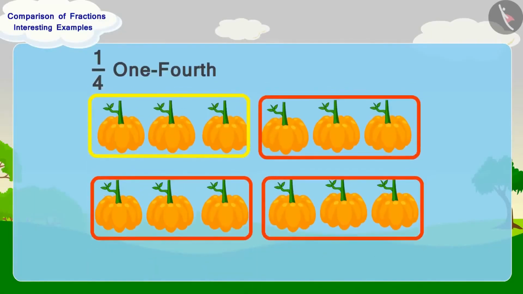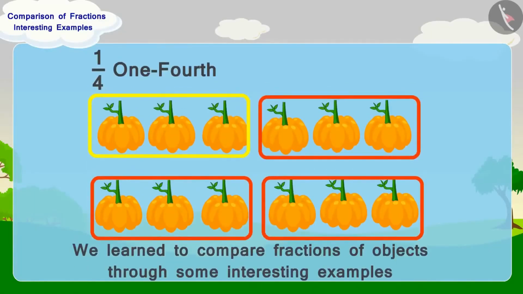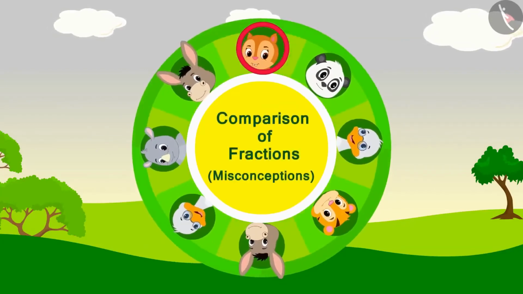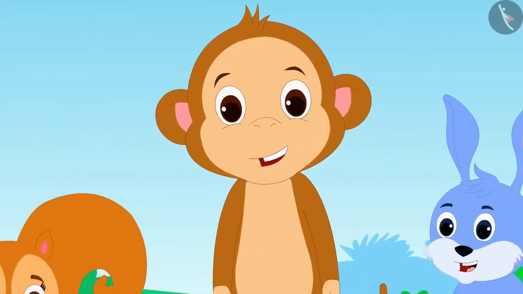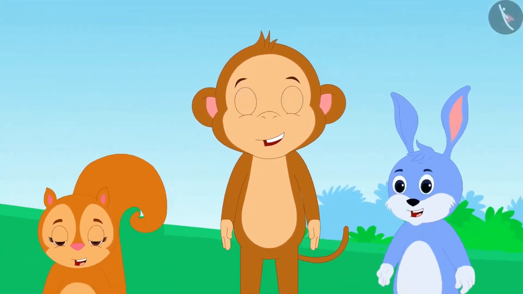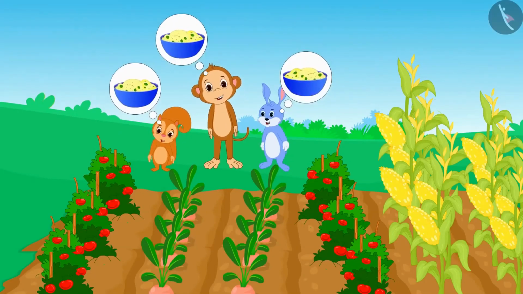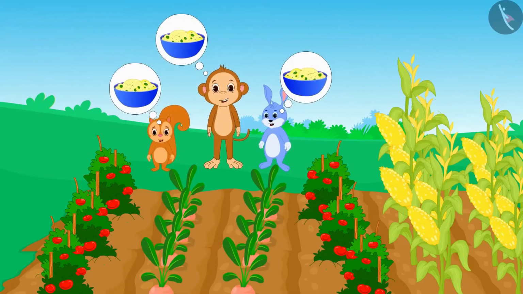Hello children! In the previous video, we learned to compare fractions of objects through some interesting examples. In this video, we will learn about some misconceptions related to this. This time, there has been a very good crop in the fields of Babban, Bunny and Chanda. The three of them thought, why don't they collect some of their respective crops and together make something delicious?